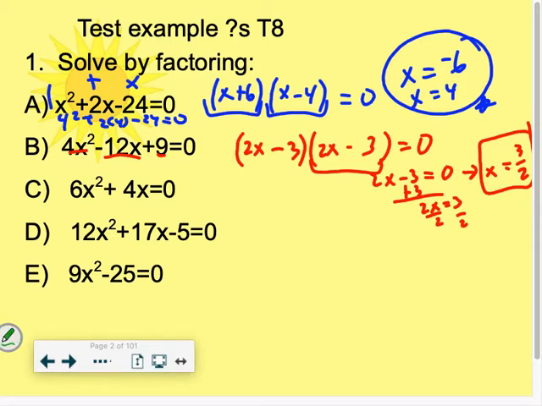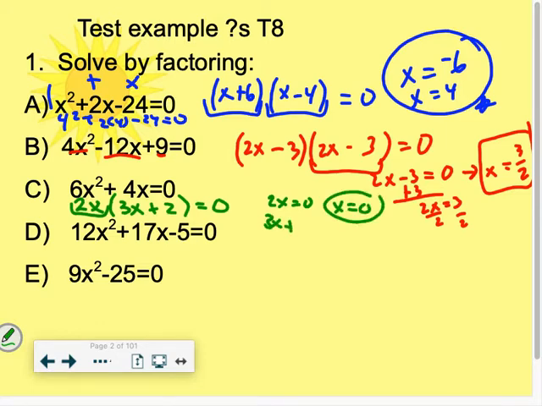For C, there's only 2 terms. Remember, the first rule for factoring is to take out a GCF. So if I factor out the GCF of 2x from each of those terms, so I'm dividing 6x squared by 2x to get 3x, dividing 4x by 2x to get 2, now it's in factored form. This factor equals 0 when x is 0. This factor equals 0 by subtracting 2 and dividing by 3 when x is negative 2/3.